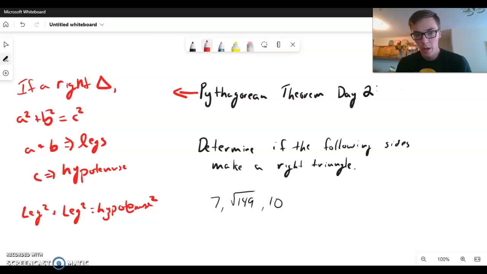So what I want you to do right now is there's a problem on your screen. Determine if the following sides make a right triangle. Why don't you go ahead and pause the video and try to solve this problem.